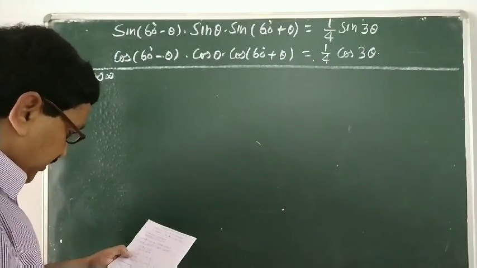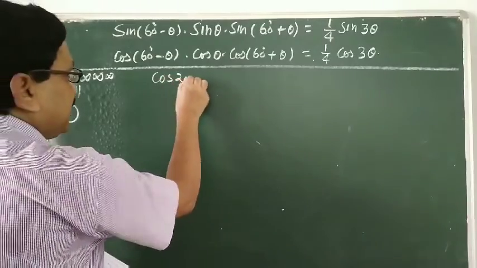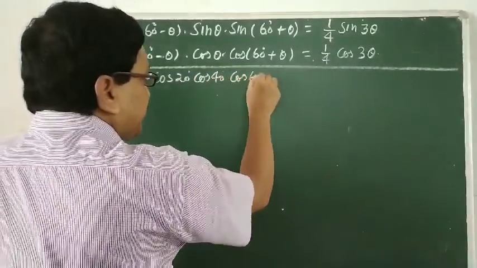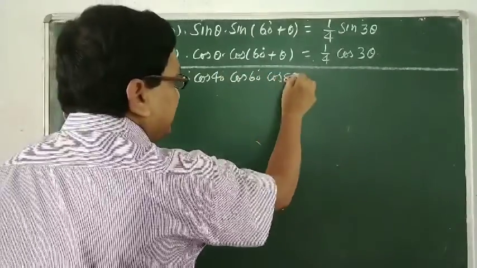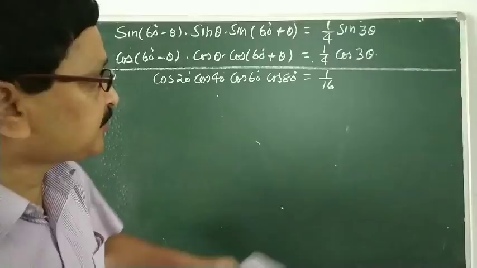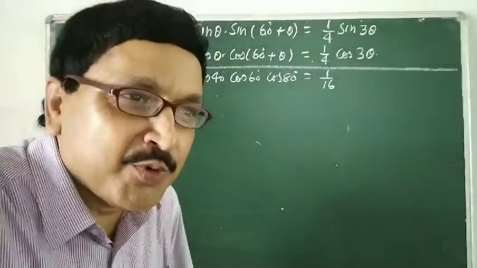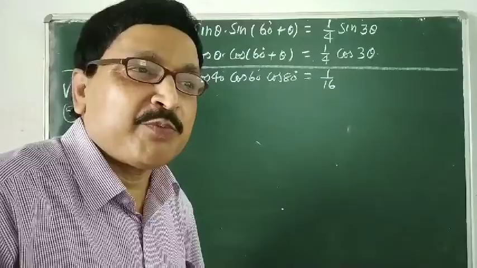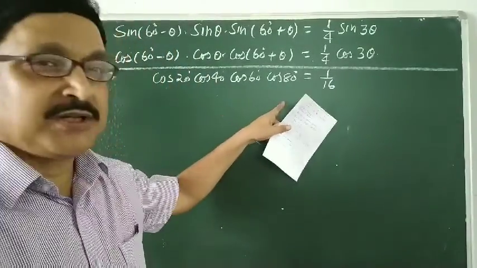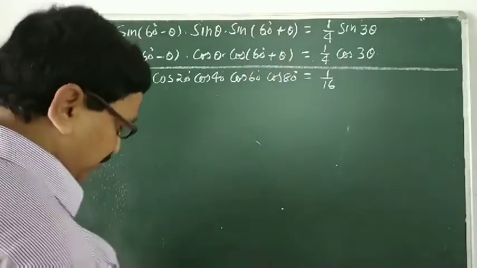This is the last question. Cos 20 cos 40 cos 60 cos 80 is equal to 1 by 16. Very interesting, children. The solution is very long in all the Indian books, wherever you go and from wherever you collect. The solution of this popular question is very tough and long. Now see how fast you can answer the question.